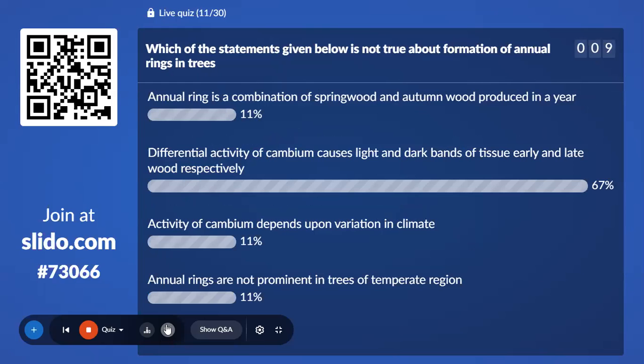Revealing the poll rate. 67% students voted it as option B. Let's check the correct answer. It's option D. Only 11% students have voted. Let's move on to the next page.